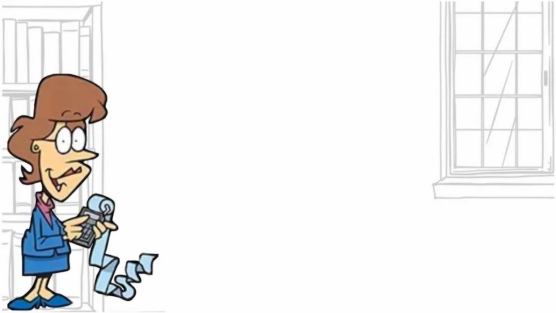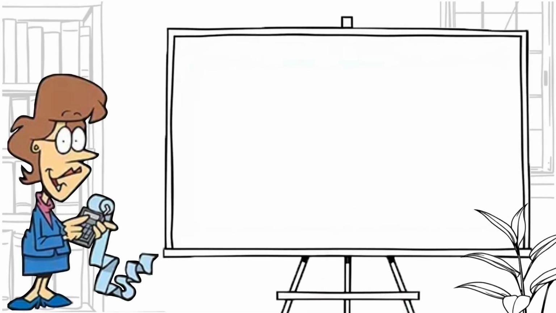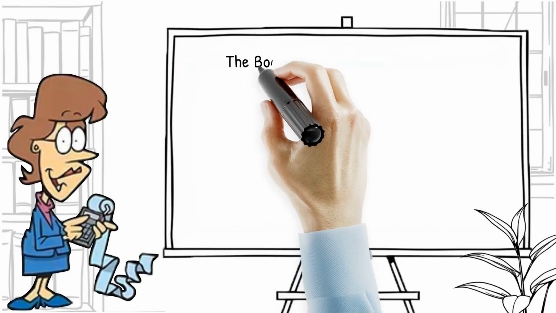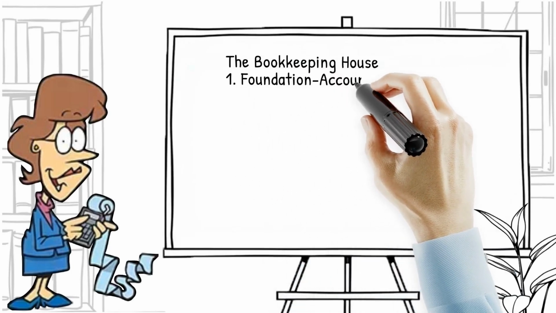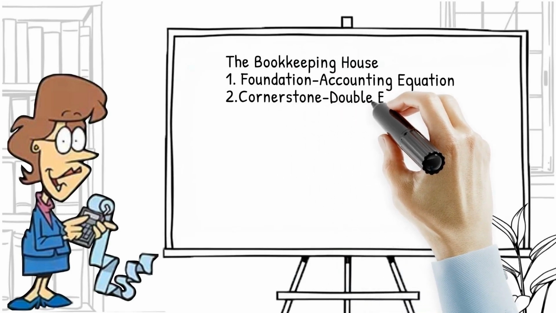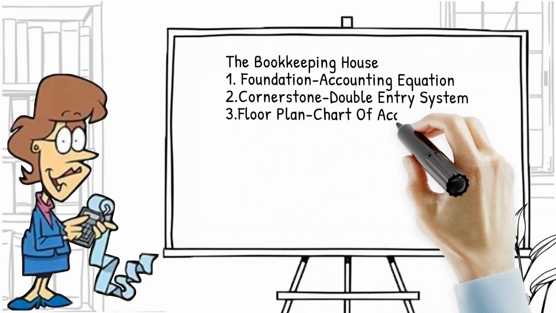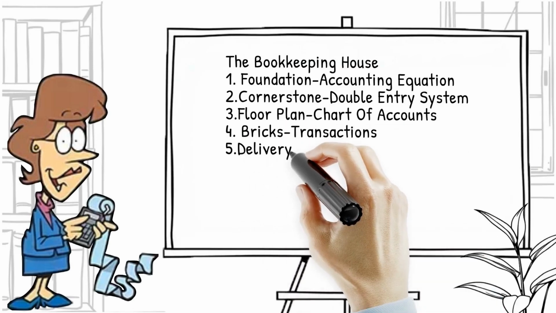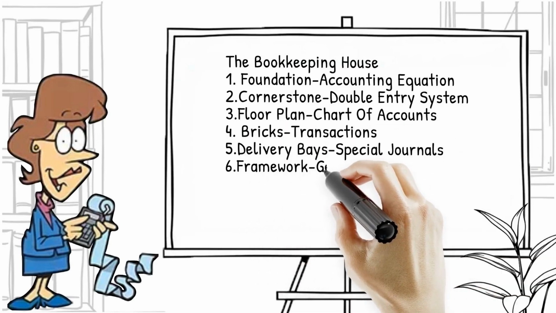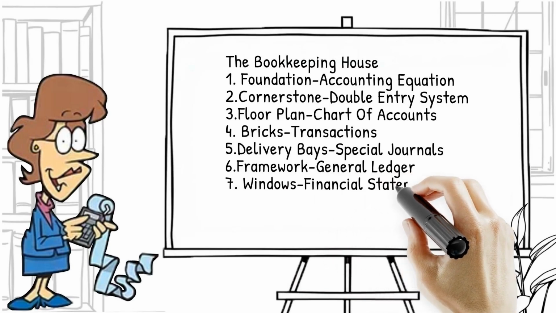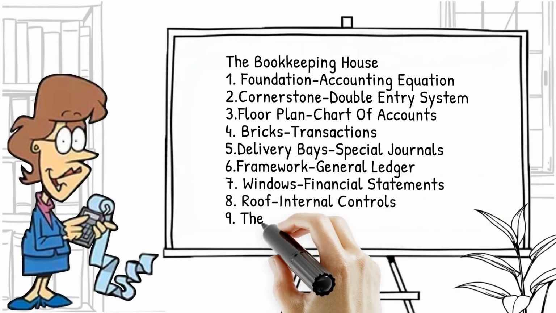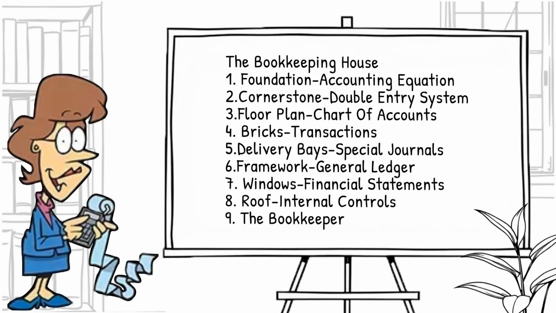The Bookkeeping House. 1. Foundation, accounting equation. 2. Cornerstone, double entry system. 3. Floor plan, chart of accounts. 4. Bricks, transactions. 5. Delivery bays, special journals. 6. Framework, general ledger. 7. Windows, financial statements. 8. Roof, internal controls. 9. The bookkeeper.